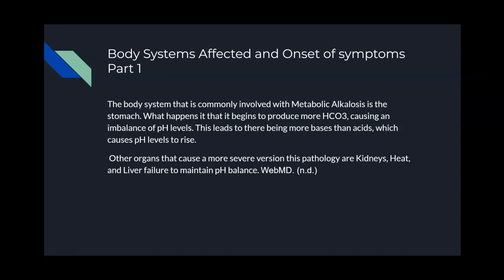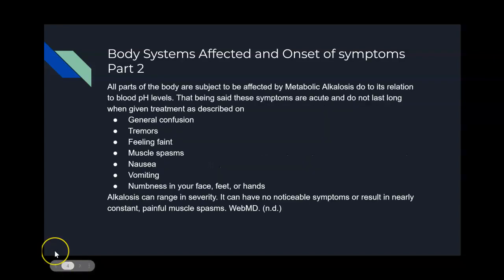Now, other organs that are associated with more severe versions of this pathology are kidneys, heart, and liver failure, and typically failure of all of these to maintain pH balance. Now, all body parts are subject to being affected by metabolic alkalosis due to it being relayed through the blood. Now, these symptoms are acute as long as a treatment is given.